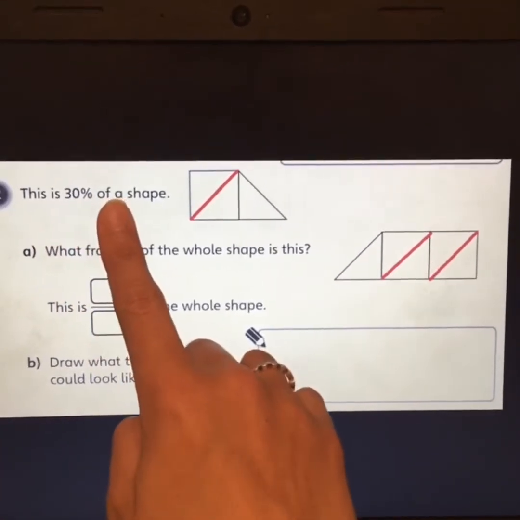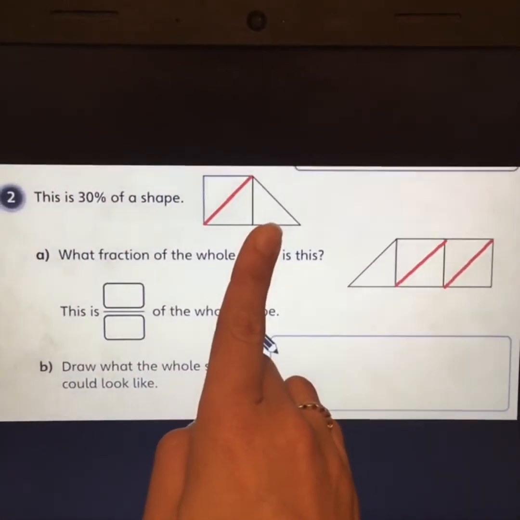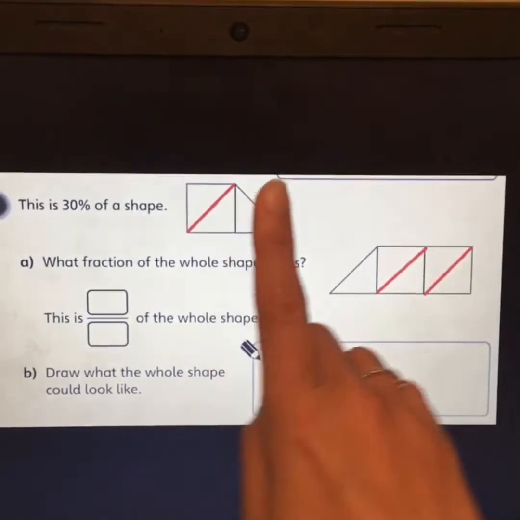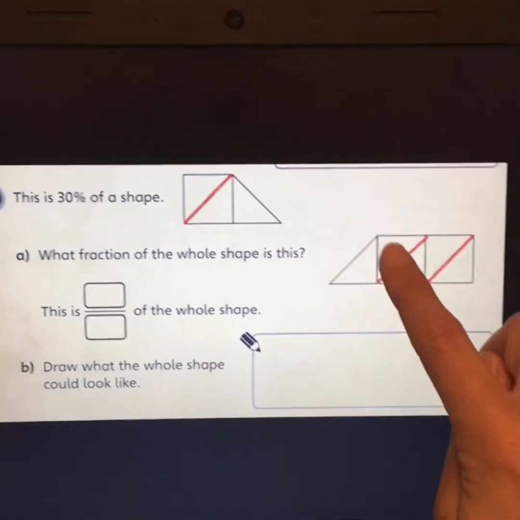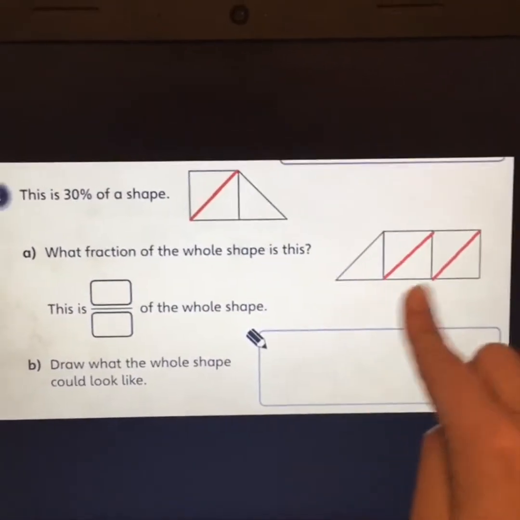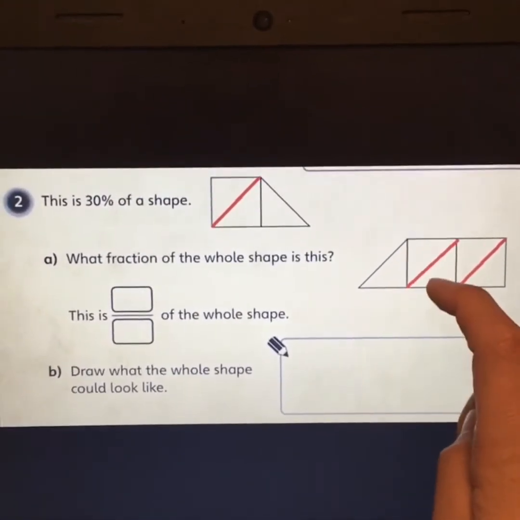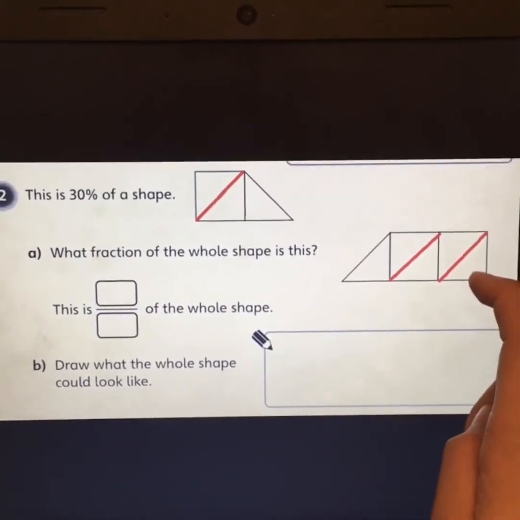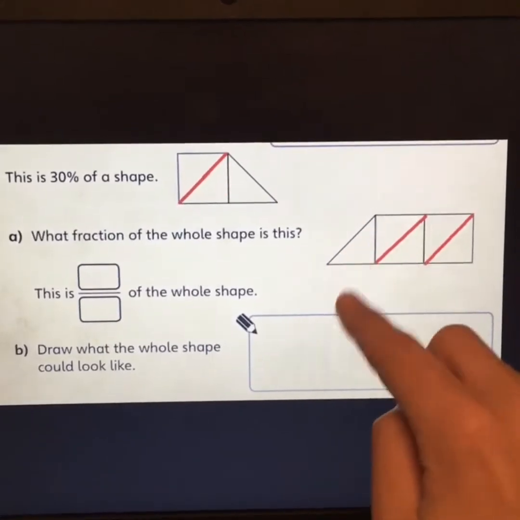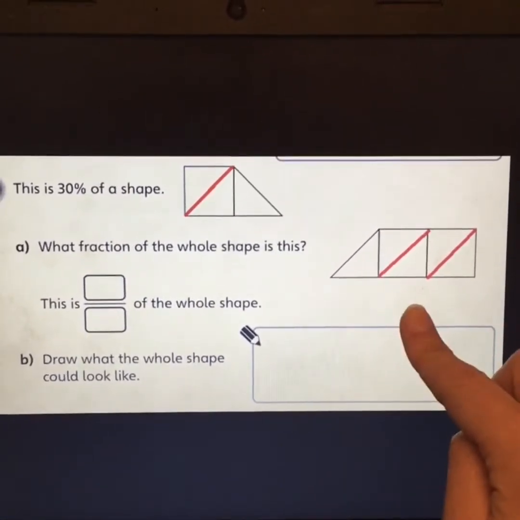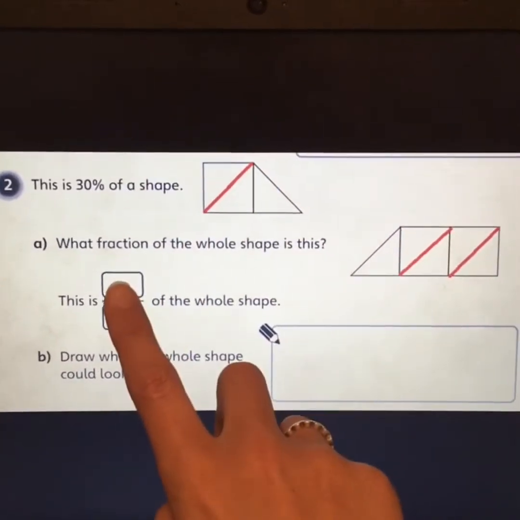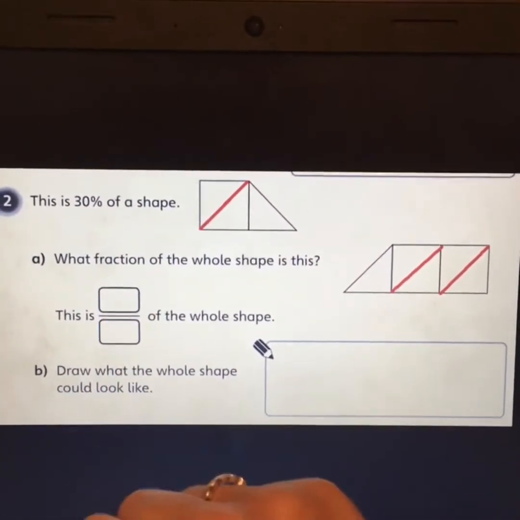So if 30% of a shape is 3 triangles, what percentage is 1 triangle? Well, hopefully you're telling me it's 10. So if 1 triangle is 10%, I've cut this square into 2 triangles and this square into 2 triangles. So what fraction is this? Well, this is 10, 20, 30, 40, 50%. Okay, it's 50%. So 50% is 50 over 100. And we know that 50% or 50 over 100 is the same as a half. So 1 over 2, half of the whole shape.